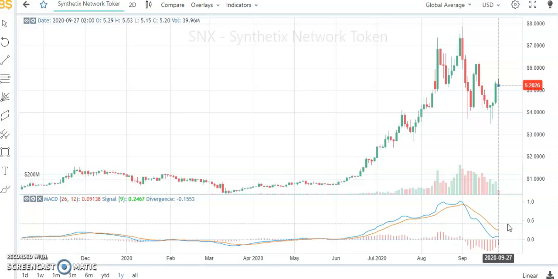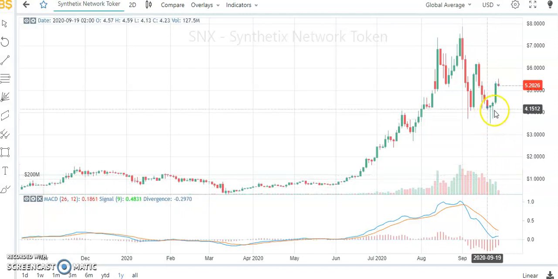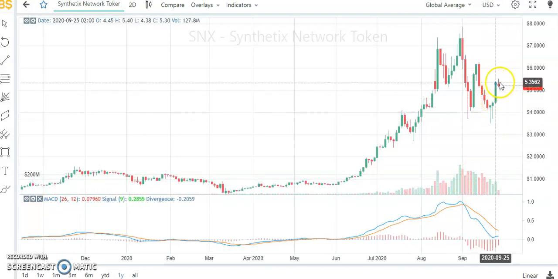Yet right now we don't see enough volumes. We have a lack in terms of volumes. We have two reversal pin bars, yet these two reversal pin bars have not been supported by volumes. Here the volumes are reducing if you compare with this scenario. So I'm not really convinced about the current movement up.